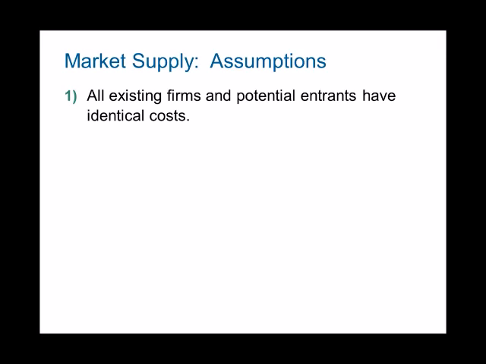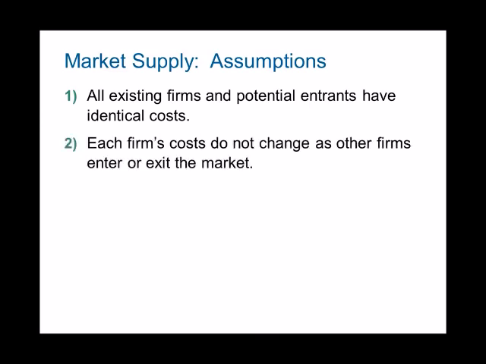Now let's look at market supply. We make some assumptions. All firms and potential entrants have identical costs. It's a stretch, but it just makes things a little simpler to understand. Let's say that they're hiring the same workers. All the workers in that industry are employed at, let's say, $10 an hour. The factory and floor space all have a similar rent structure. And as more firms enter the market, the firm's cost does not change.